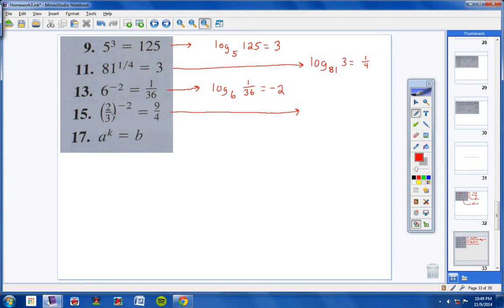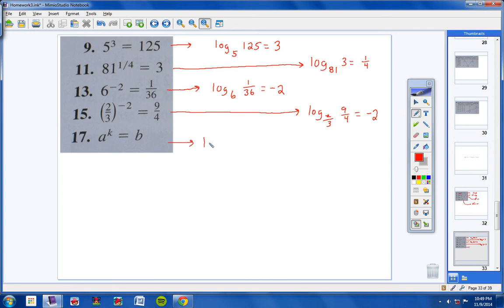Okay, 2/3 is your base, so we put log of 2/3. -2 is your power, so -2 is over here all by itself. And then 9/4 is all by itself here, so 9/4 will be your argument. There we go. Number 17.